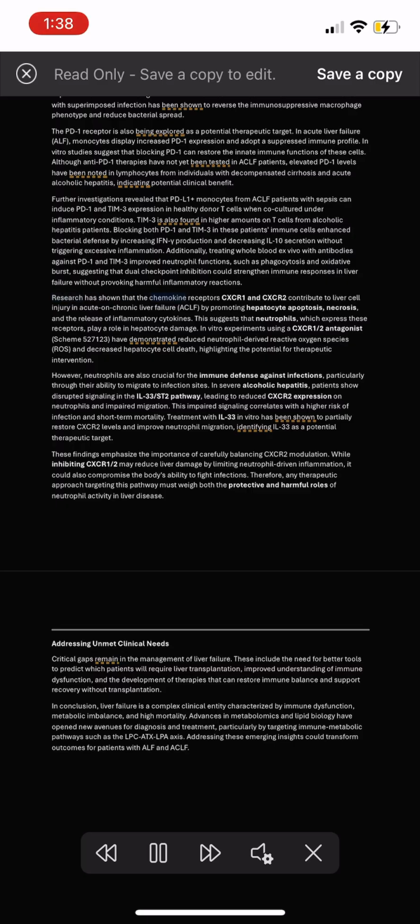Research has shown that the chemokine receptors CXCR1 and CXCR2 contribute to liver cell injury in acute on chronic liver failure, ACLF, by promoting hepatocyte apoptosis, necrosis, and the release of inflammatory cytokines. This suggests that neutrophils, which express these receptors, play a role in hepatocyte damage. In vitro experiments using a CXCR1/2 antagonist, SCH527123, have demonstrated reduced neutrophil-derived reactive oxygen species, ROS, and decreased hepatocyte cell death, highlighting the potential for therapeutic intervention.